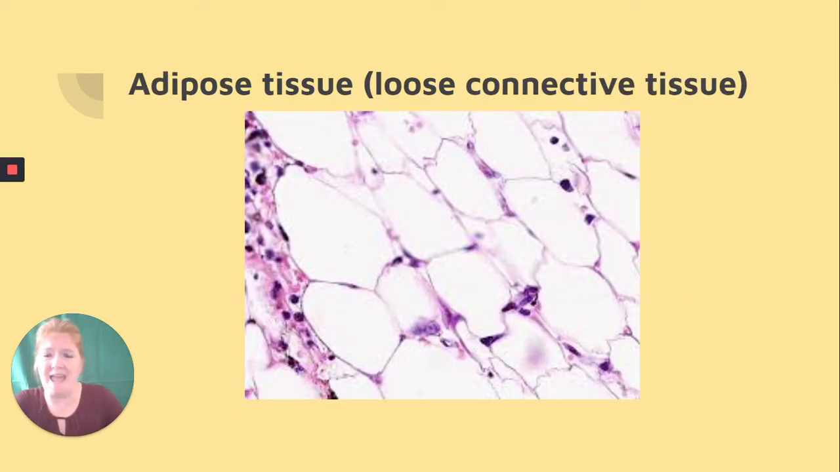This is an example of adipose tissue, which is a type of loose connective tissue. I always look for what seems to be big empty spaces. These are not actually empty spaces. They would be filled with fat. Okay, but there's the hint. It looks like these big empty cells.